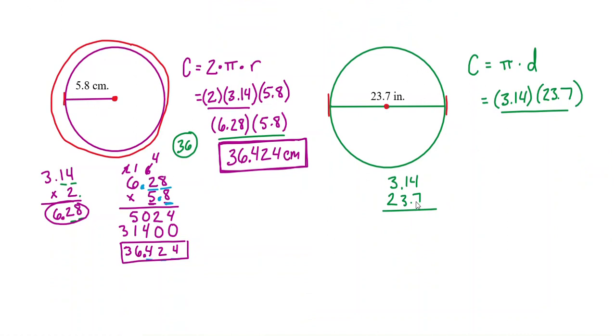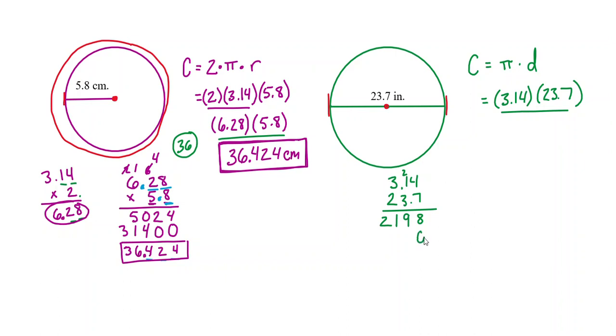This time we're going to have 3 lines. 7 times 4 is 28. Bring down the 8, carry the 2. 7 times 1 is 7, plus 2 is 9. Nothing to carry. 7 times 3 is 21.